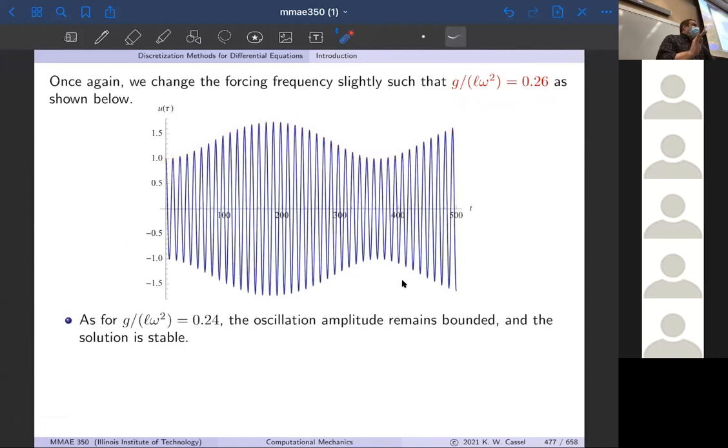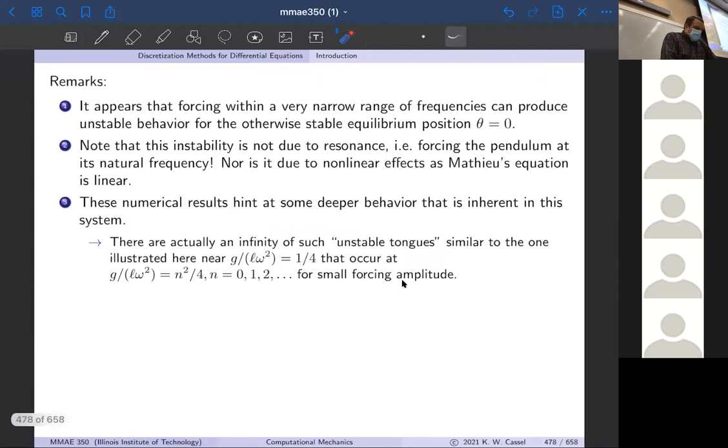What's going on? What is the underlying issue? So first of all, we have shown that for a very narrow range of frequencies, around a quarter apparently, we can cause this otherwise stable system to go unstable. Oh, that's kind of cool. The first thing you think of is resonance, right? You think, oh, if you force it at the resonant frequency of the system, that's when it goes crazy.